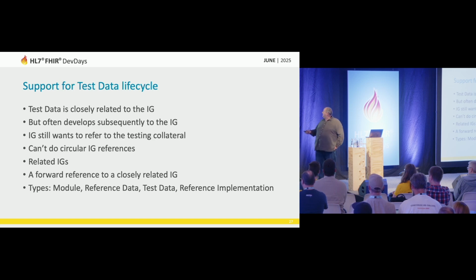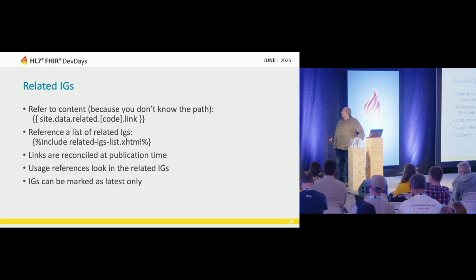So what we can do now is talk about related IGs and say, because you can't do circular IG references where the IG refers to its test and the test refer to the IG. What you can do is call related IGs a forward reference to a closely related IG. And then you can refer to the content. Links are reconciled at publication time. So I don't know where the resource is going to be when I'm doing it.